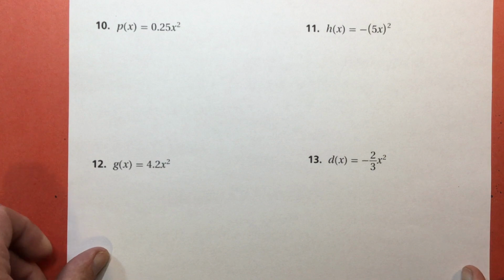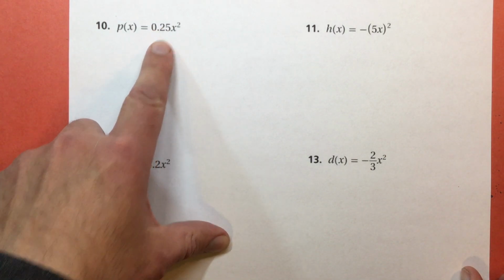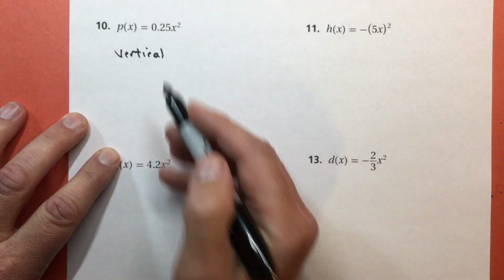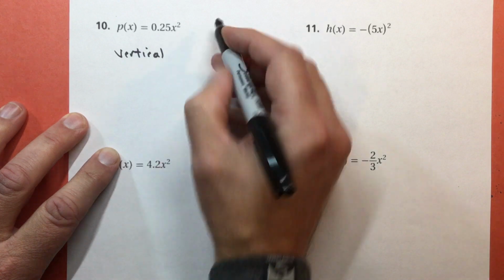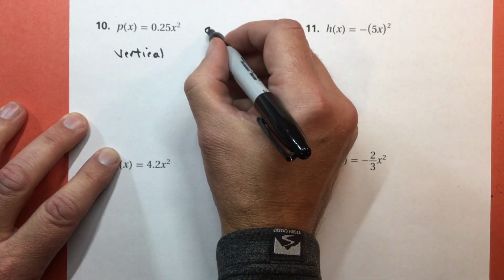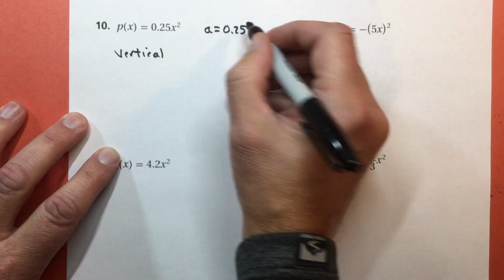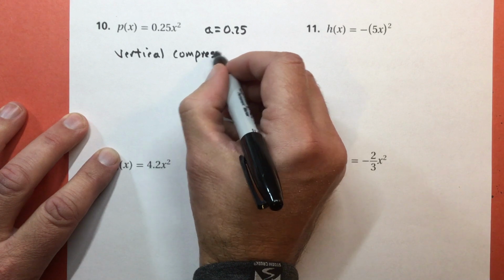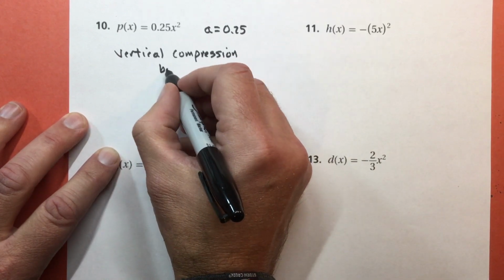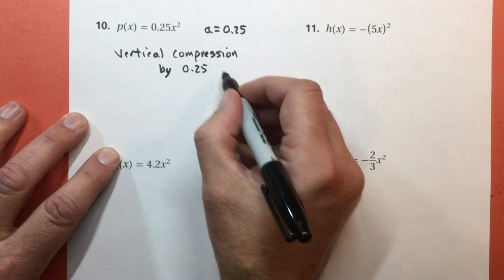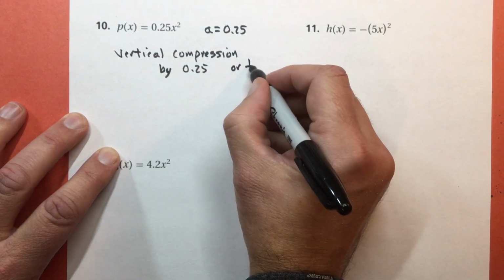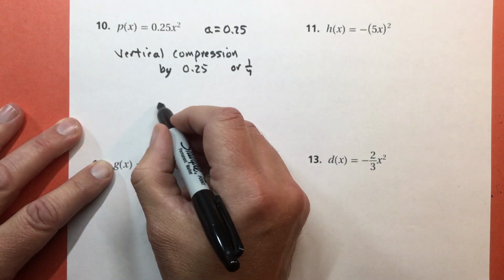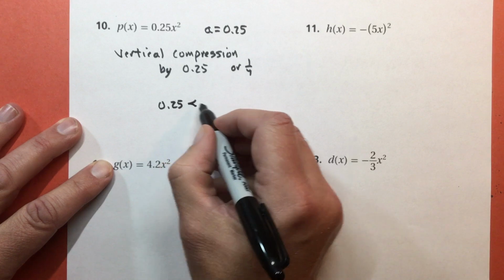Problem number 10. No parentheses. Vertical. This is a vertical stretch or compression because I'm multiplying. It looks like I'm multiplying by 0.25, so my a is 0.25. That's less than 1. So it is a vertical compression by 0.25. Or you can say 1/4. You want to leave it as a fraction. Fractions are okay. Okay, how do I know that? That's because 0.25 is less than 1.